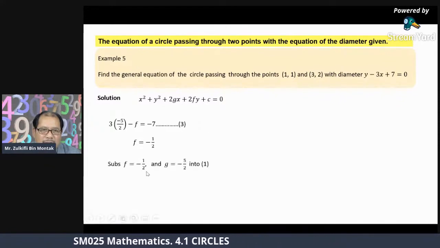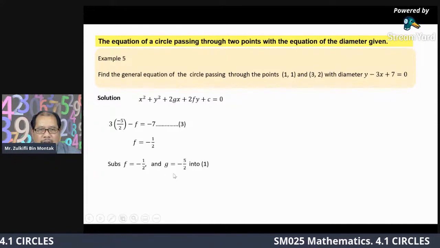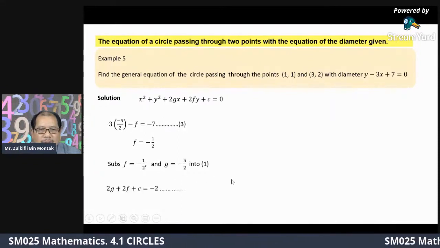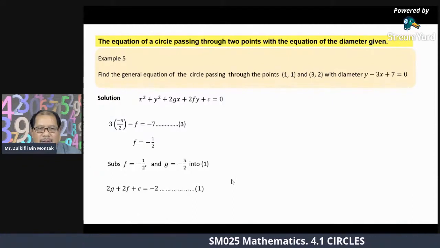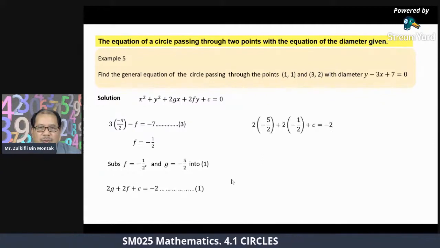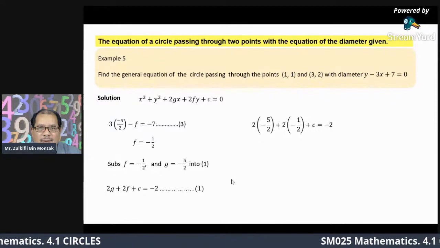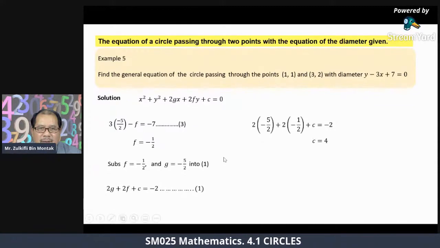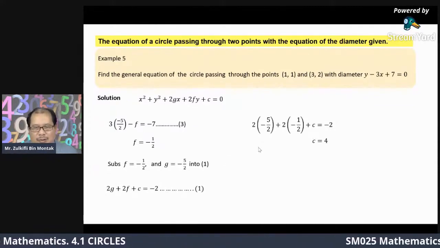Now we substitute F equals -1 over 2 and G equals -5 over 2 into equation number 1. So 2G plus 2F plus C equals -2. So 2 times -5 over 2 plus 2 times negative 1 over 2 plus C equals negative 2. After we simplify, we get C equals 4.